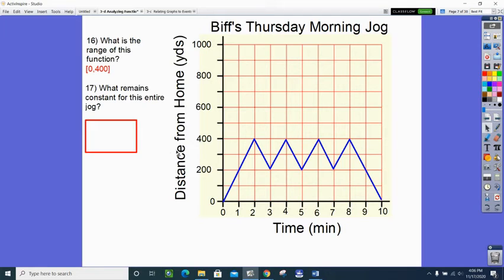What remains constant during this entire jog? What you should have noticed is the steepness of the lines, which would give you his speed, his rate. So if you notice, he went 400 yards in 2 minutes. That's 200 yards per minute. So his speed, every single piece, he's going the same rate. He's running at the same speed.